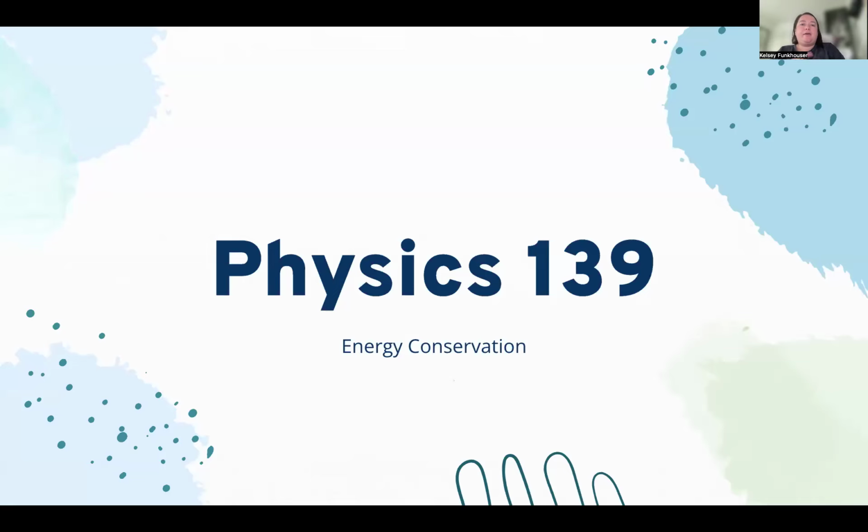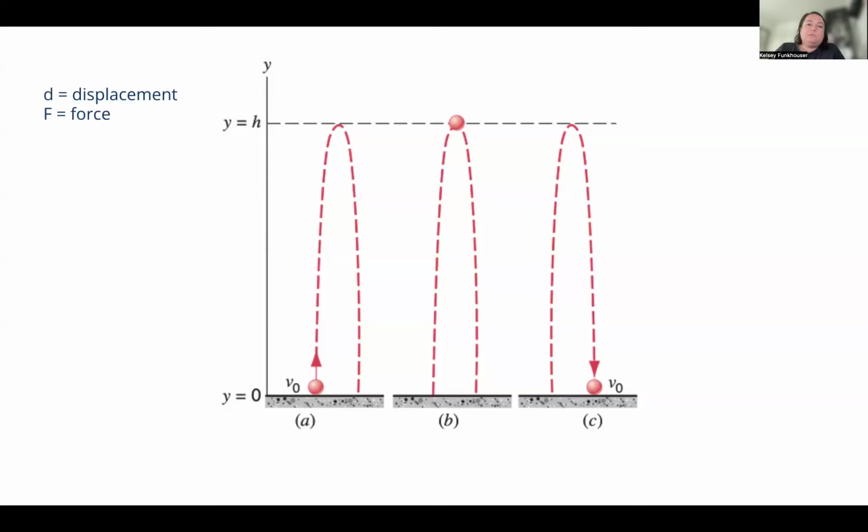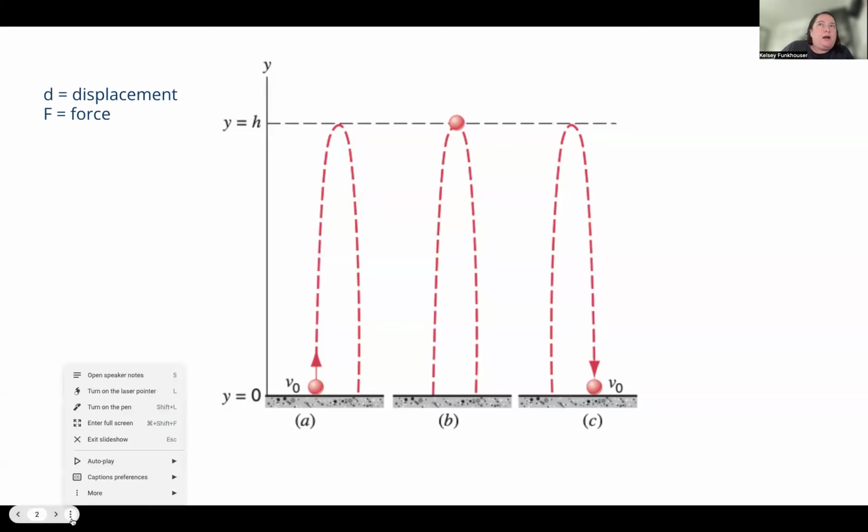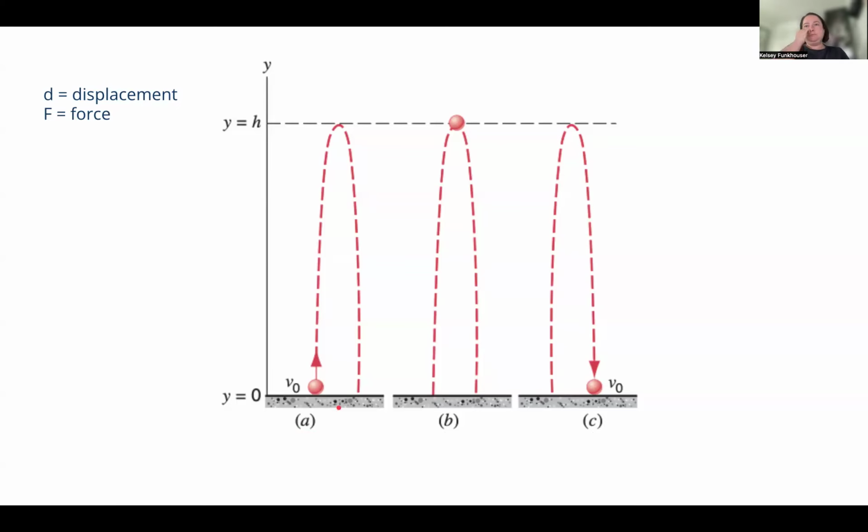Today we're talking about energy conservation. So we're going to start out here with just a kind of simple up and down motion. So this is just the same ball doing this parabola at different points. It's going to start with this initial velocity and then it's going to follow this path. And then here we have it at its peak. And then here we have it when it came back down.